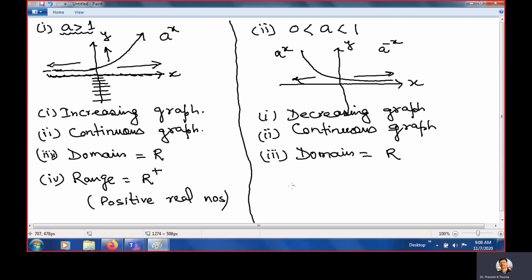Clear? So the domain is R, while the range in this case is, if you see, no graph on the negative side, only the positive side. So the range is R plus. So you need to just give attention here. If a is greater than 1, the graph is increasing. If a is less than 1 but greater than 0, then the graph is decreasing. The rest 3 things are the same.